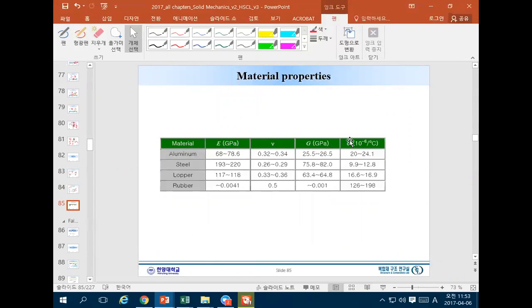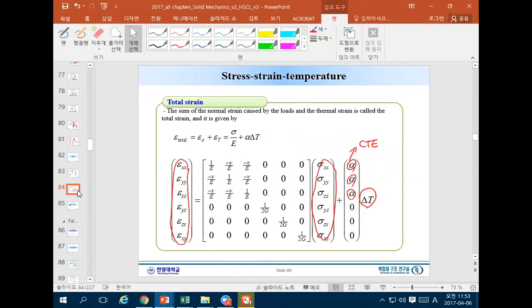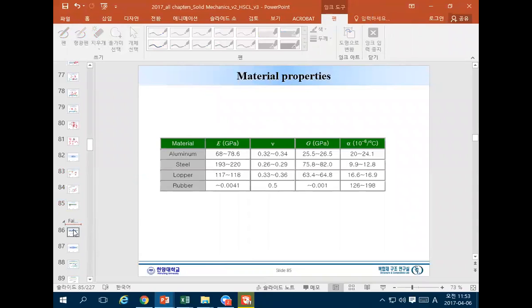And look at that. Alpha is a very small value, like 10 to the minus 6, and for steel it's still about 10 to the minus 6. Copper is about 15, 16, and rubber is like that. Okay, so that is what I want to cover this week. And okay, I will move on. The last one is a homework.